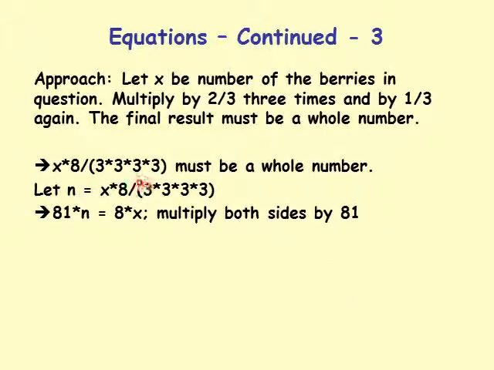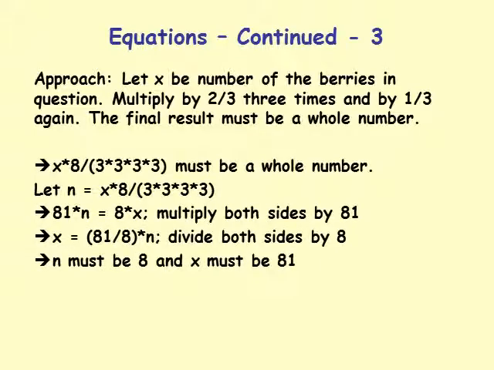Then that means 3 times 3 is 9, 9 times 3 is 27, times 3 is 81. 81 times n, which is transpose and apply here. We transpose this divided-by term and multiply it on the left side. 81 times n must be x times 8. So multiply both sides by 81. That's what we did. Let's continue here. So x is 81 divided by 8 times n. Divide both sides by 8.